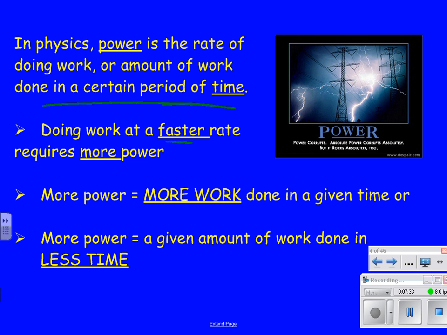So doing work at a faster rate requires more power, okay? And more power either means you did more work in a given time, or you did a given amount of work in less time. So either way that you think about it. But again, it's a rate. So just like speed is distance per time, or acceleration is change in speed per time, power is work per time.